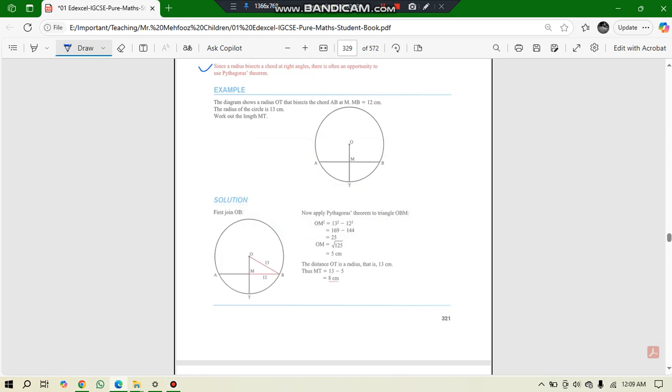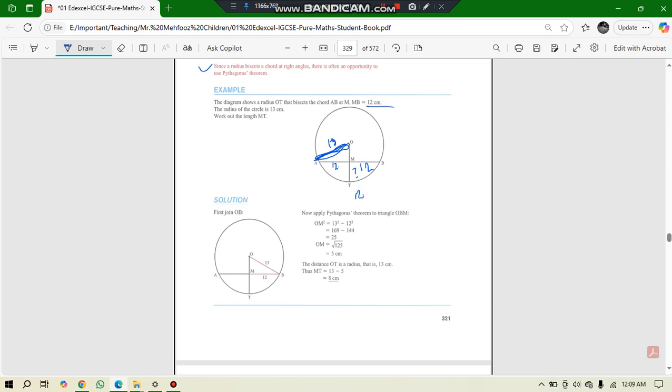The diagram shows a radius OT that bisects the chord AB at M. MB is equal to 12 centimeters. So it means that this is 12, this is also 12. Okay. The radius of the circle is 13. It means that the total length is 13. So we can say that this length must also be 13 because this is also a radius. Okay. So now we have to find MT, this length.